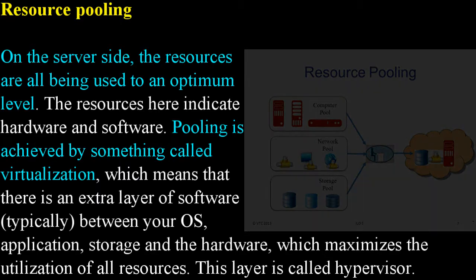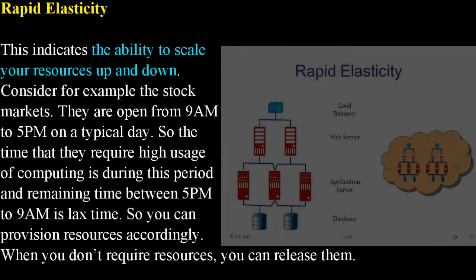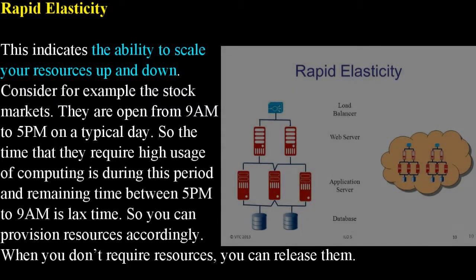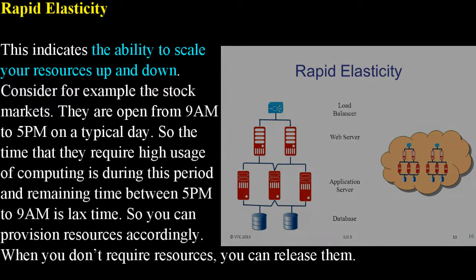Now we come to the fourth point, which is rapid elasticity. Now this indicates the ability to scale your resources up and down. Consider, for example, the stock markets. They are open normally from 9 a.m. to 5 p.m. on a typical day. So the time that they require high usage of computing is during this period, and remaining time between 5 p.m. to 9 a.m. is lax time, in which nobody is using those computers. So you can provision resources accordingly. When you don't require resources, you can release them. So only use resources as much as you want when you want it, and release it when it's free.